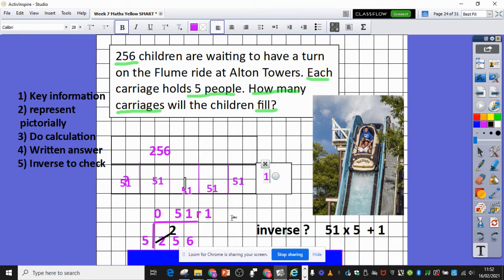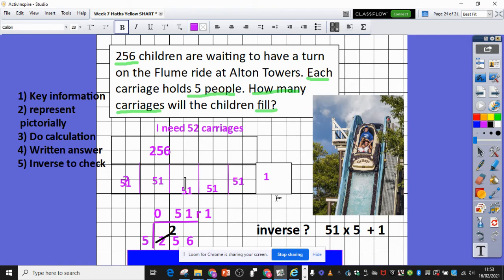So do yourself a written answer. So my written answer would be, I need 52 carriages. I need 52 carriages. And then I'll do my inverse. Now, I know here that if I did 51 times 5, it would bring me to 255. And I've got my remainder 1. So I add my remainder 1 onto 255, which will give me 256. So I know I've accommodated all my children.